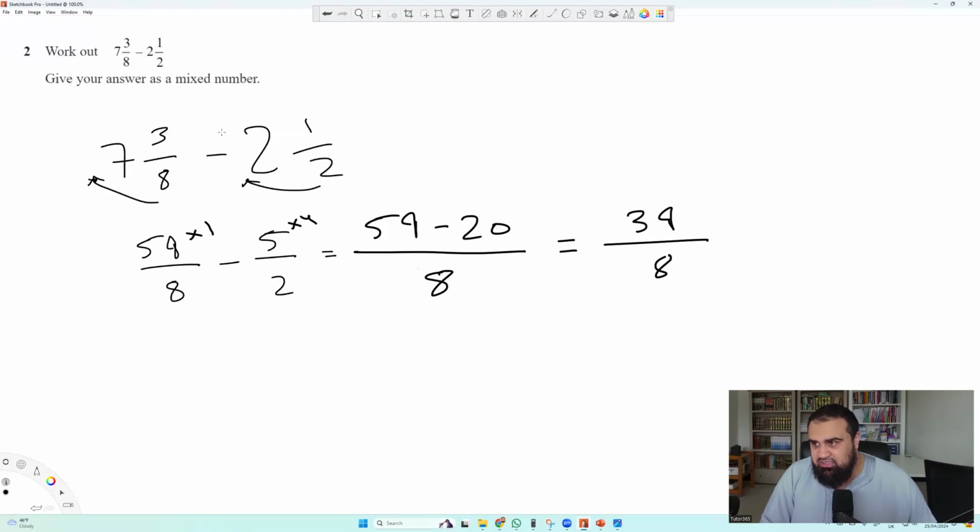But they want it as a mixed number, right? So how many 8s go into 39? 4. What's left over? 6 over 8. But you need to simplify. So the final answer is 4. Oh, 7's left over. I do apologize. Thank you, Yusuf, my brother on the right. So 8 times 4 is 32. So 7 is left over. So you get 7 over 8, and that is the final answer.